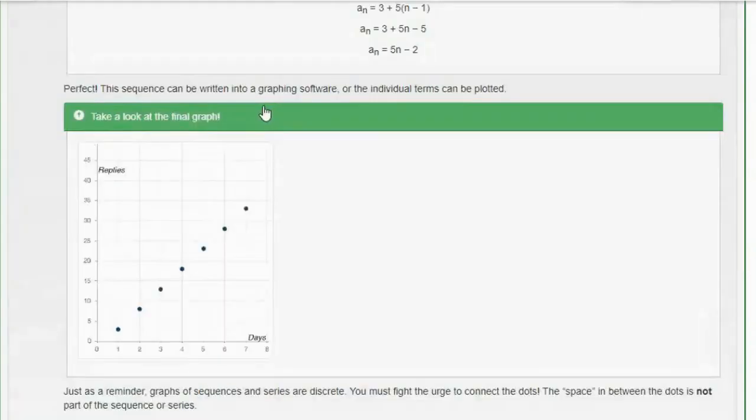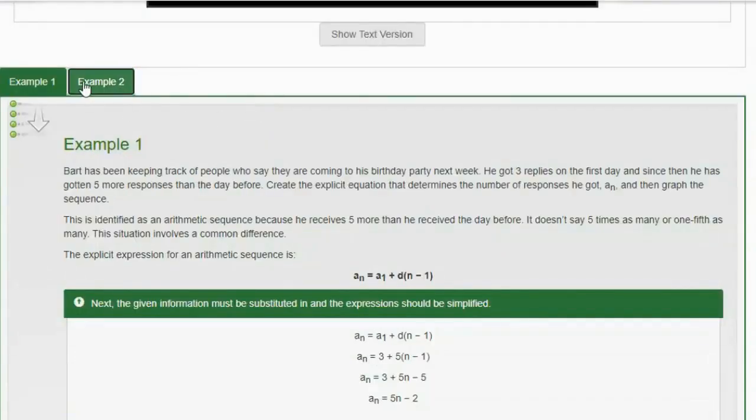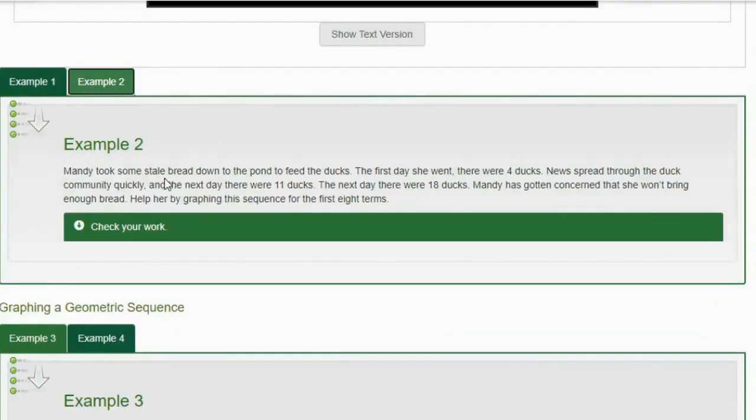Graphing the June. Oh, let's look at example 2. I just did example 1. Maddie took some stale bread down to the pond to feed the ducks. On the first day, there was 4 ducks. The news spread throughout the duck community. The next day, there were 11 ducks. And then there were 18 ducks. She's gotten concerned she's not going to have enough bread. So let's graph the sequence for the first 8 terms.